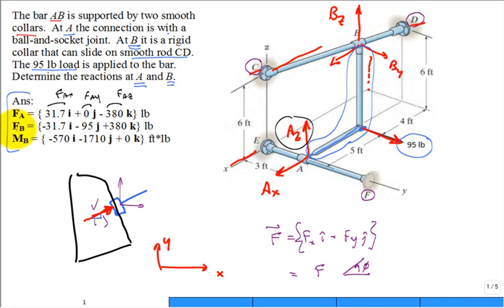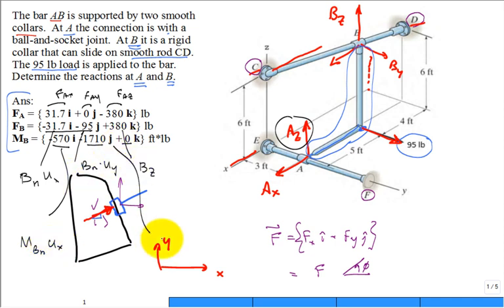How about the vector representation of the reaction force at B? Well, you basically have these two components: B sub n times u in the x for that one, and B sub n times u in the y for that one. And then that one was our BZ. And then for these components, that is the moment B sub n times u sub x, and this is the moment B sub n times u sub y.